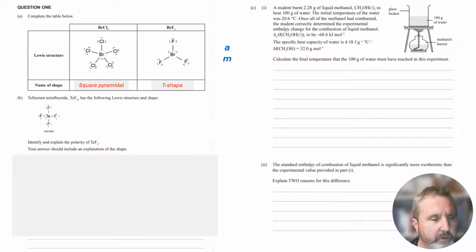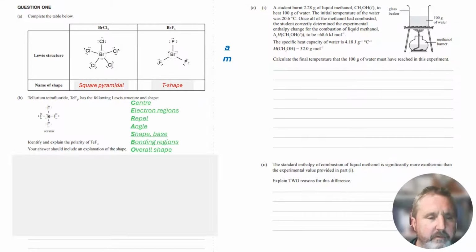Okay, so the next question is, we've got tellurium tetrafluoride, TeF4, which has the following Lewis structure and shape. It's got 5 electron density regions we can see here, and we have to explain the polarity. In order to do this, we need to include an explanation of the shape. Now, this is fine. I've got 2 acronyms I use to work this out.